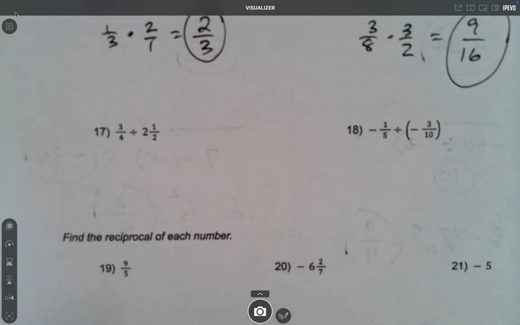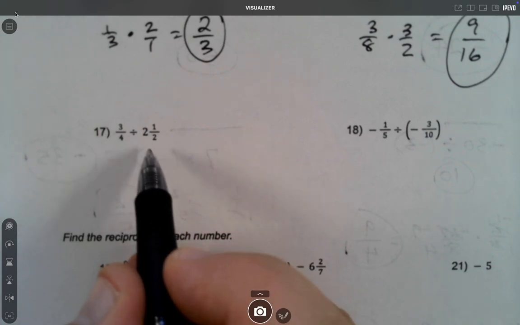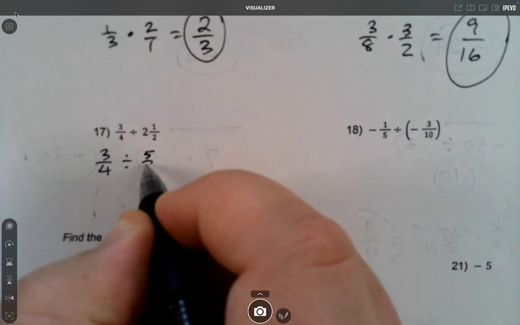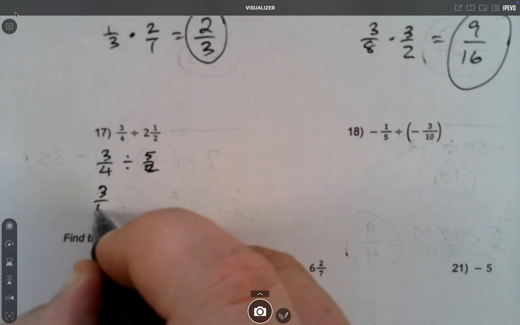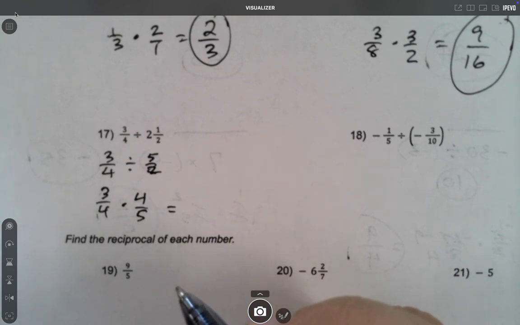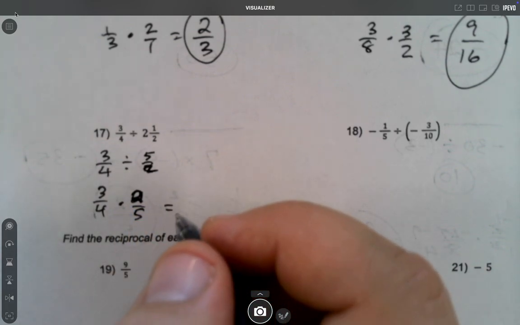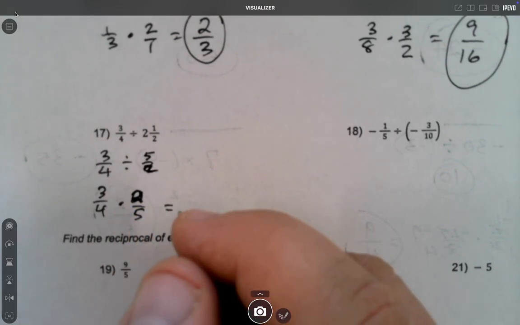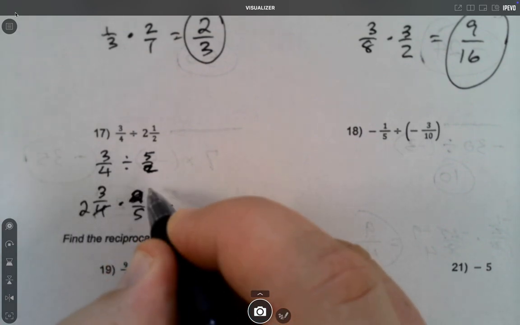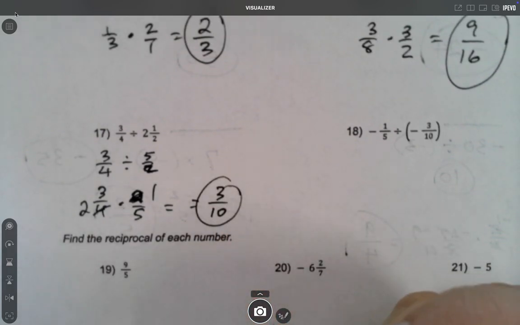Okay, 17, our first step is to move this into improper fraction form. 2 times 2 is 4, 4 plus 1 is 5. So I get 3/4 divided by 5 over 2. Then I change it to multiplying and flip the fraction. Sorry, this would be 2 over 5, my fault. So that was 5 halves. 3 and 5 can't cancel, but these are both divisible by 2. 4 divided by 2 is 2. 2 divided by 2 is 1. So we get 3 on top, and 2 times 5 is 10 on the bottom.